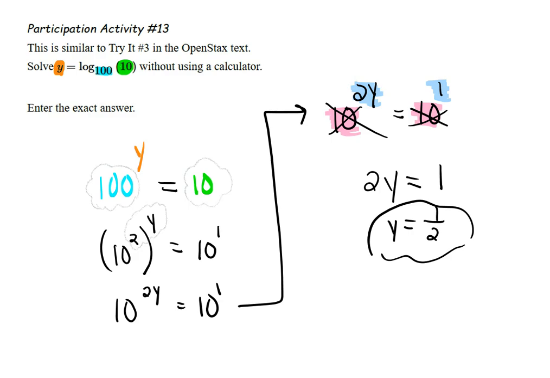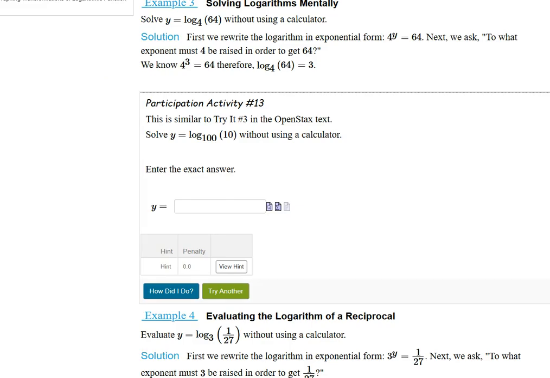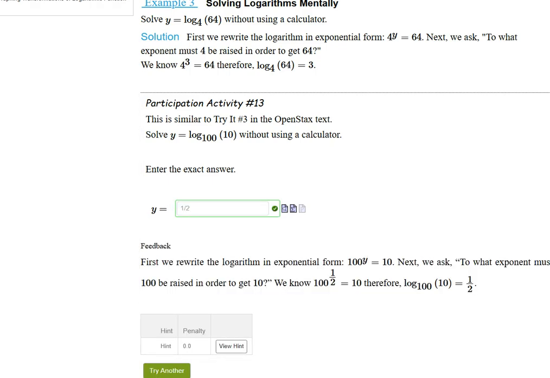So let me go back to Mobius. The y would be 1/2. So 1/2. That should work out okay. Yay. And that's how it's done.